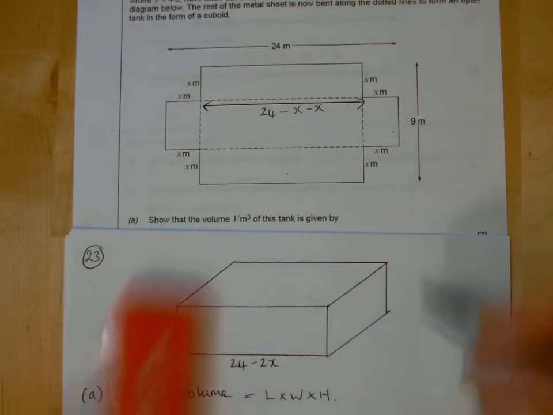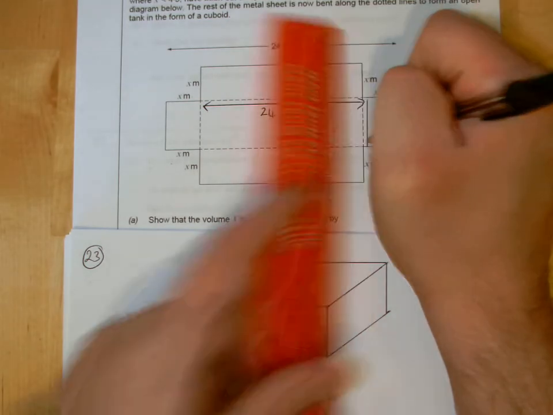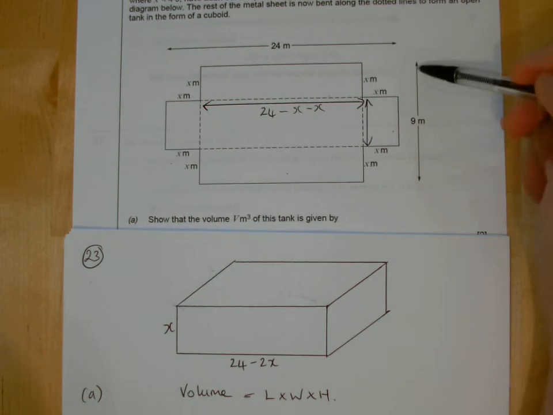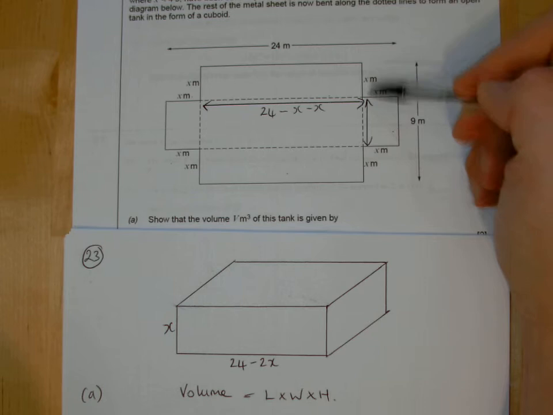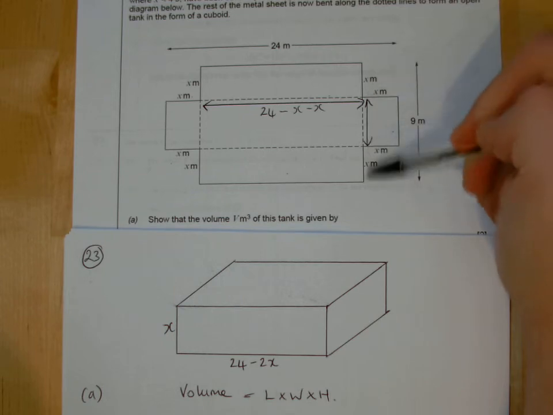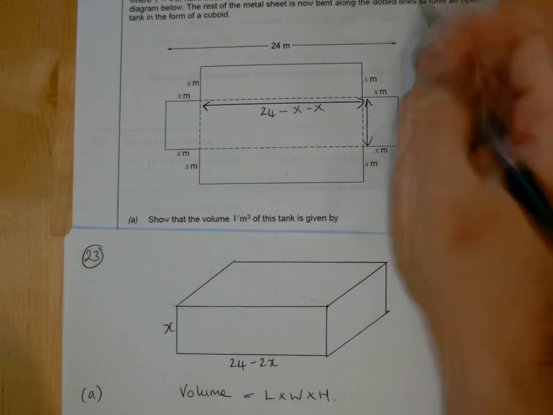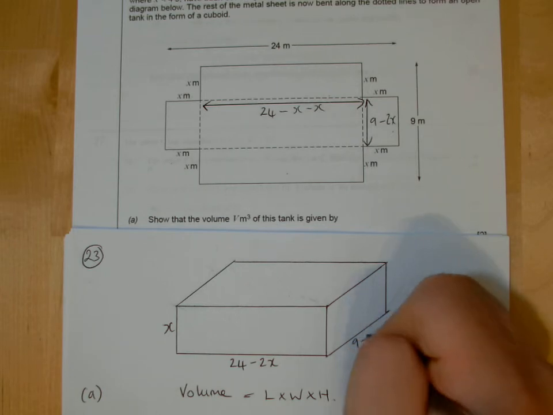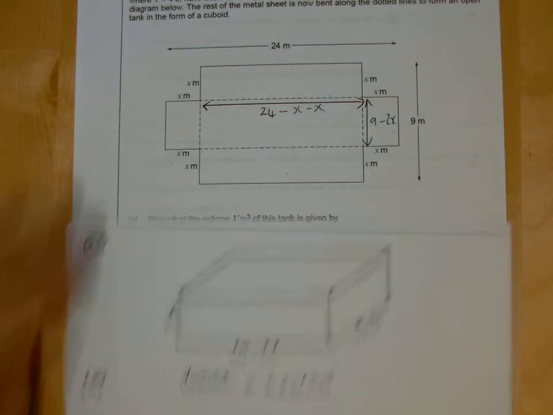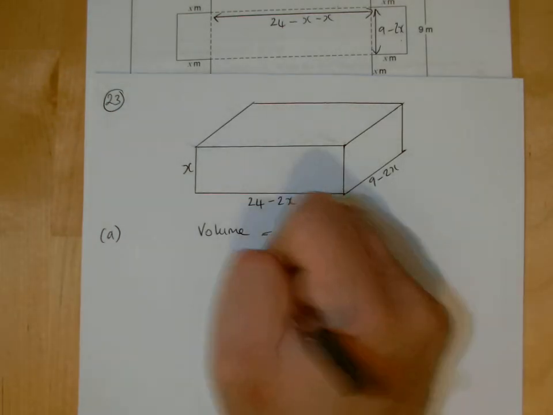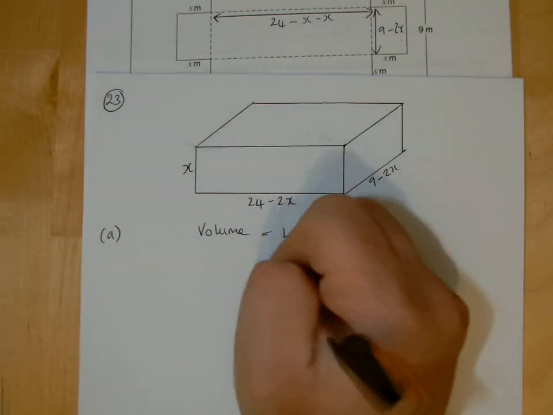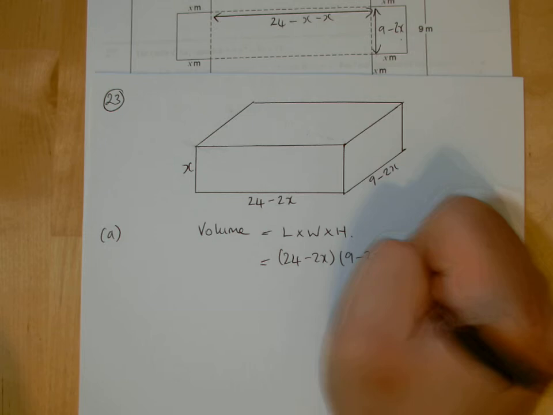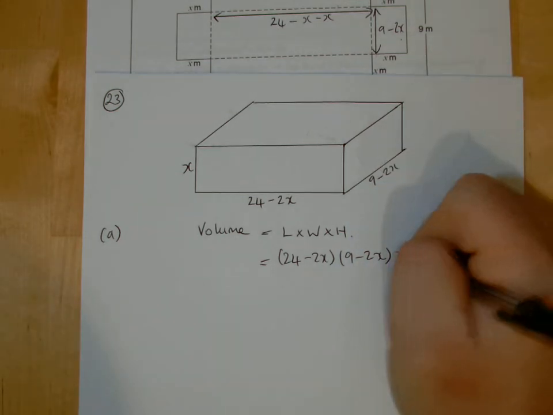The width of the cuboid will be this here. We know the whole width of that rectangular sheet is 9, and it's made up of the x, that length, and x there. All you've got to do to work this out is do 9, take away that x, and take away that x there, so take away 2x. So the width is 9 minus 2x. So we've got our dimensions, and all you've got to do is multiply them together. So the length, which is 24 minus 2x, times the width, which is 9 minus 2x, and then times the height, which is x.